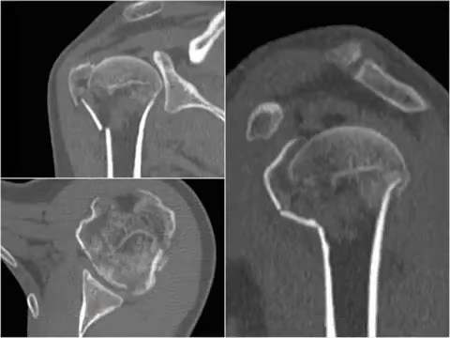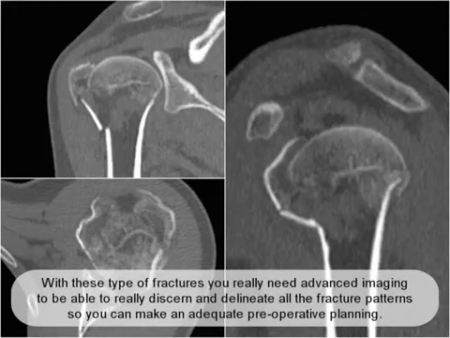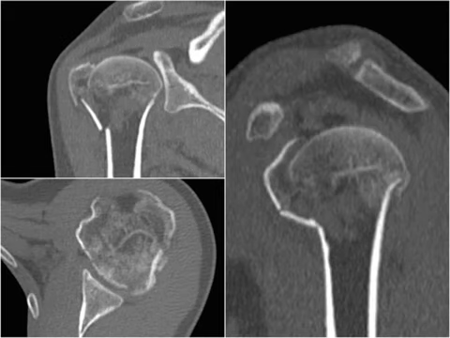We're now looking at a CT scan in multiple planes, and I think with these type of fractures, you really need advanced imaging to be able to really discern and delineate all the fracture patterns so you can make an adequate preoperative planning. We're looking at these and we see that it truly is a valgus impacted fracture with involvement of both the greater and lesser tuberosity.